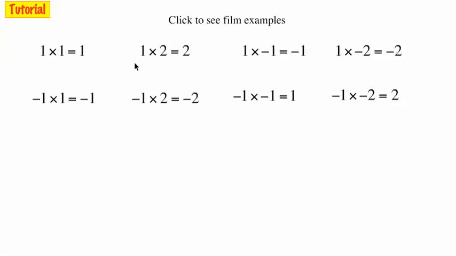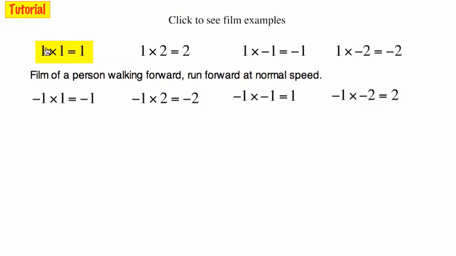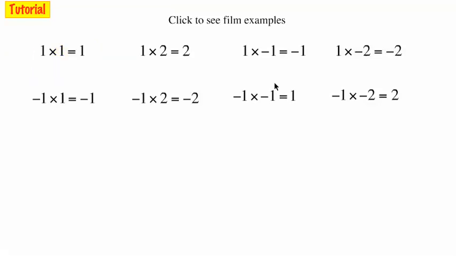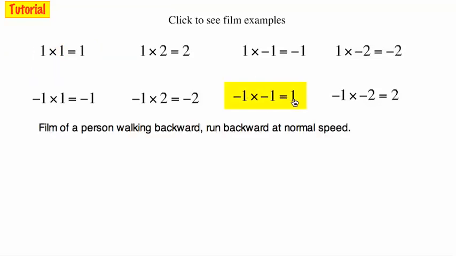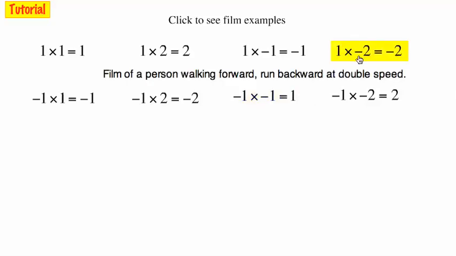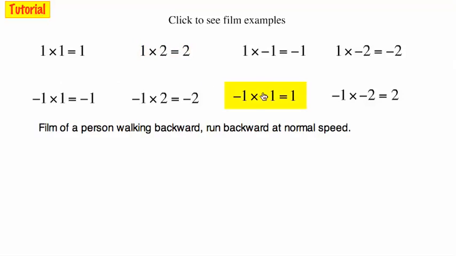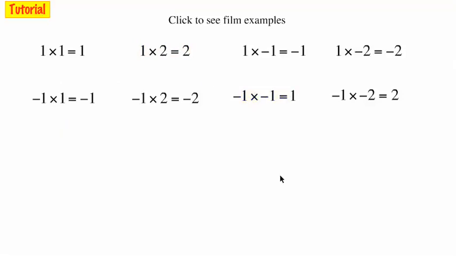Okay, so now we see that when the signs are the same and you're multiplying, you get positive. Negative times a negative, positive. When the signs are different and you're multiplying, you get negative. When the signs are the same and you're multiplying, you get positive. And it's the same rule for dividing and the same rule for signs beside each other.